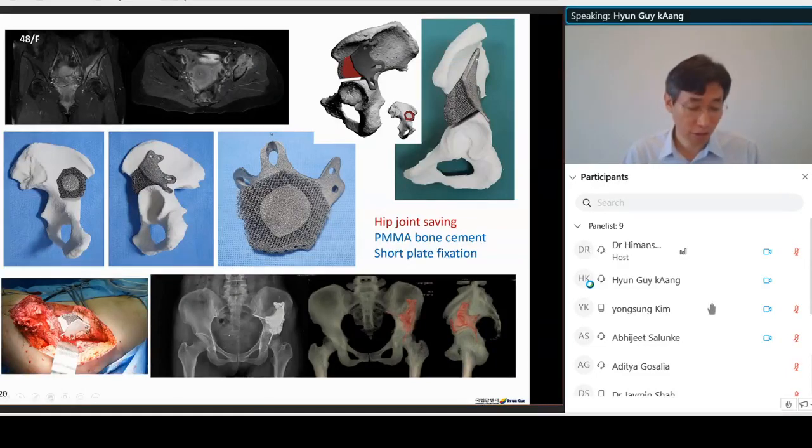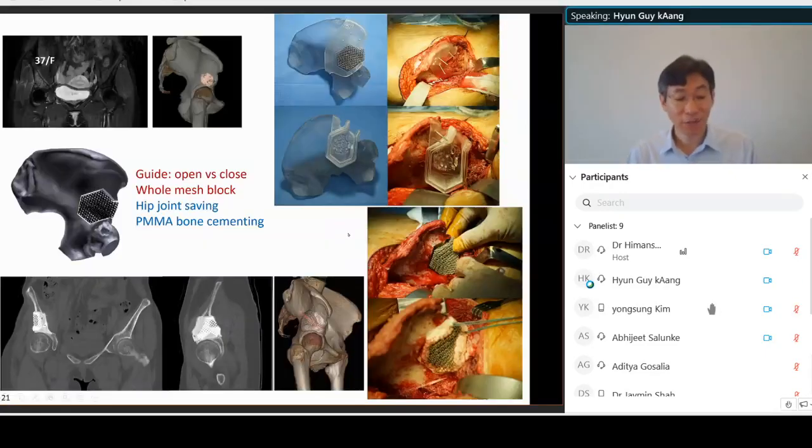In the periacetabular tumor, the 3D printing implant is designed with a gap for bone cementing. It will make it easier when we need to attach an acetabular cup in the future. The 3D printing pelvic spacer can be fixed with just bone cementing without screw fixation.